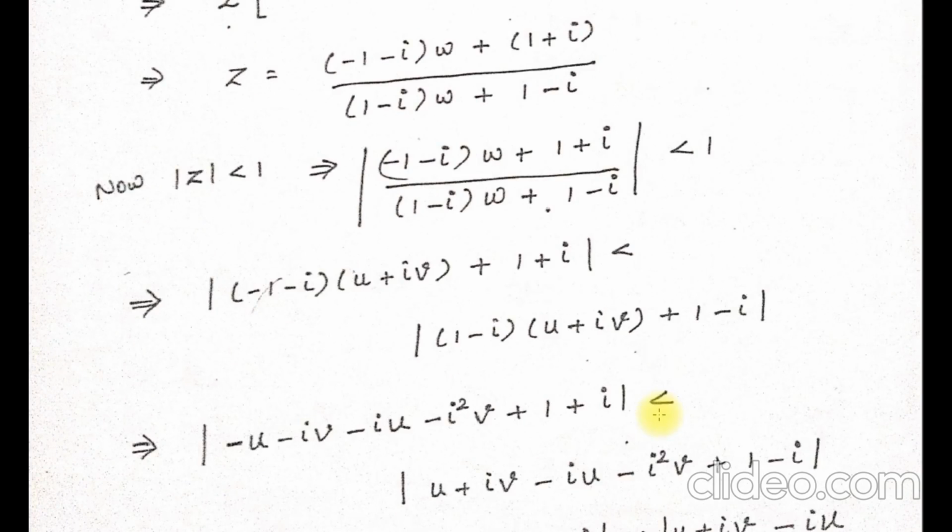Now the input is mod z less than 1. For this I am going to find out the output. What we have to do is simply substitute the value of z here and we have to simplify it. That's it. See this one, that is minus 1 minus i into w plus 1 plus i. This modulus less than this quantity. I am bringing it to the right hand side.